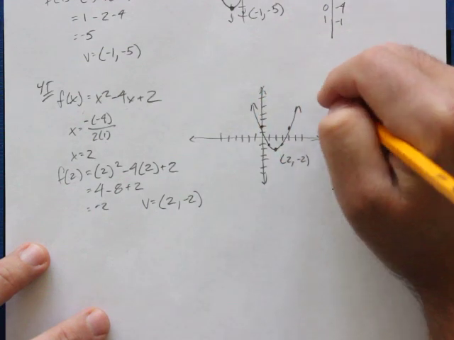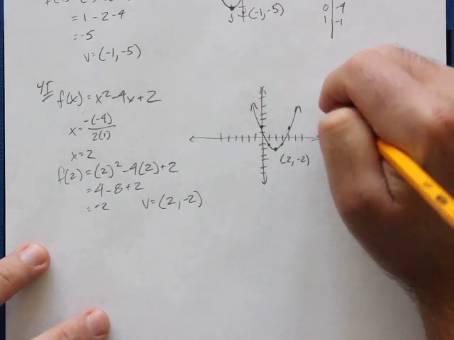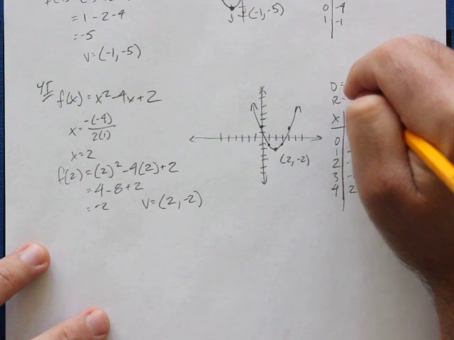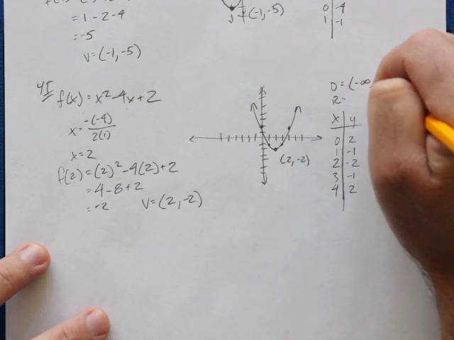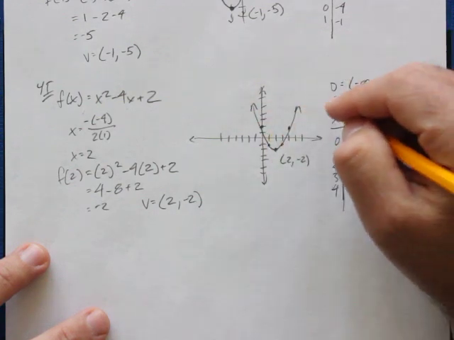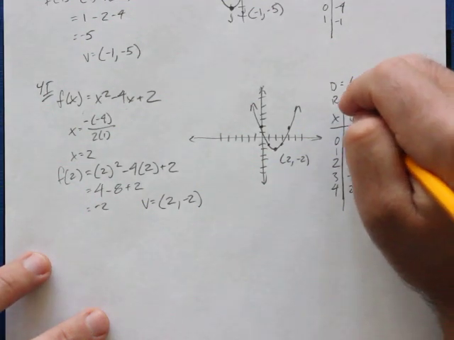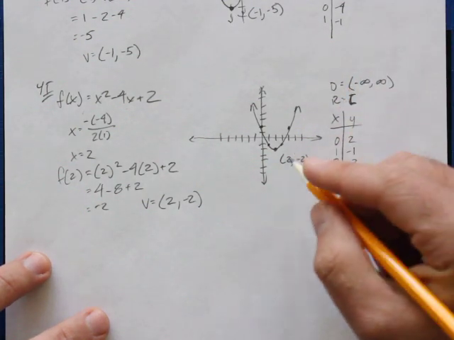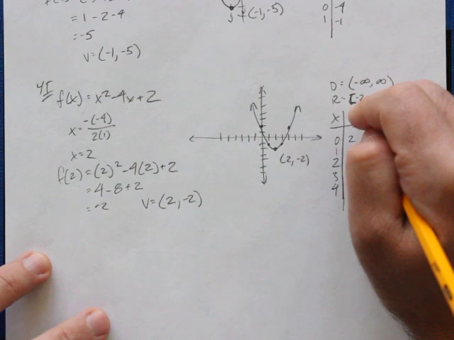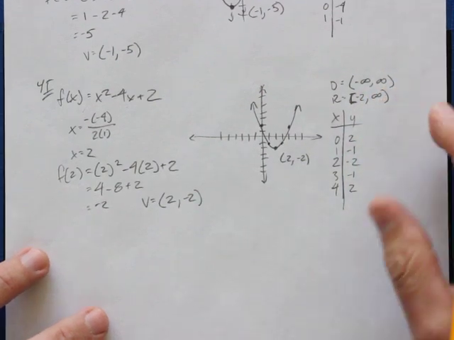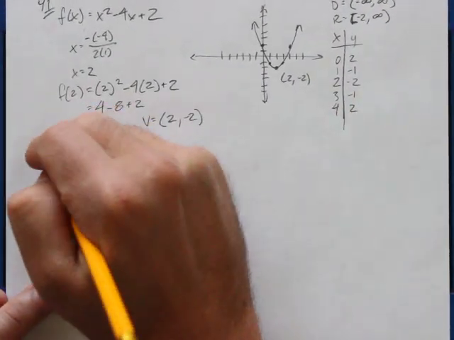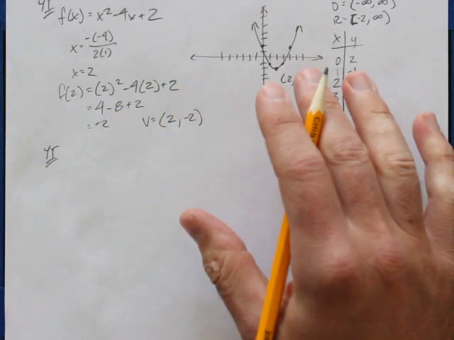There it is. And then we're going to talk about the domain and the range. Domain is negative infinity to positive infinity. All the x values are included on this. The y values, though, start at negative 2 and go up to positive infinity. All right, next you try. This is the last bit that we're going to do.